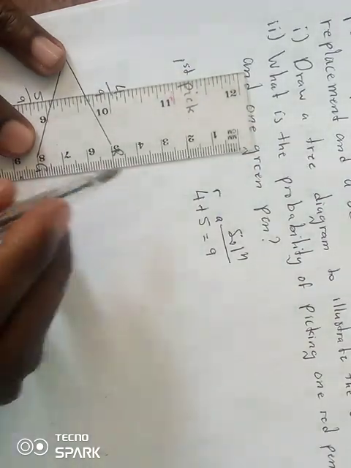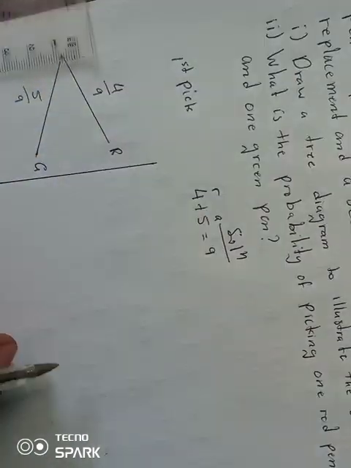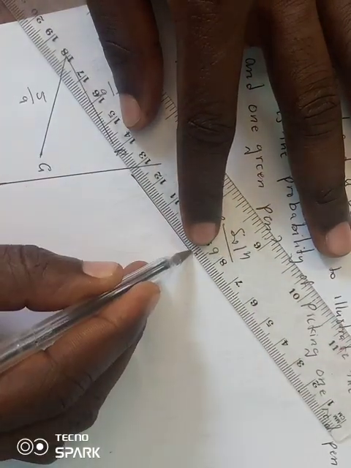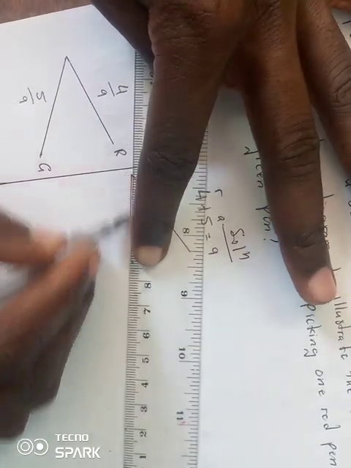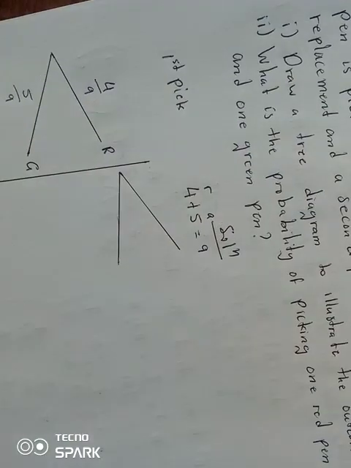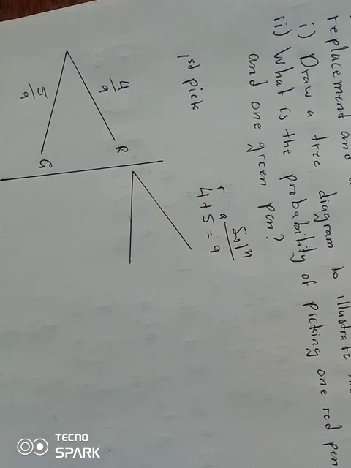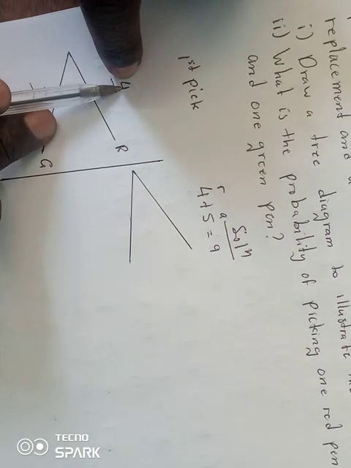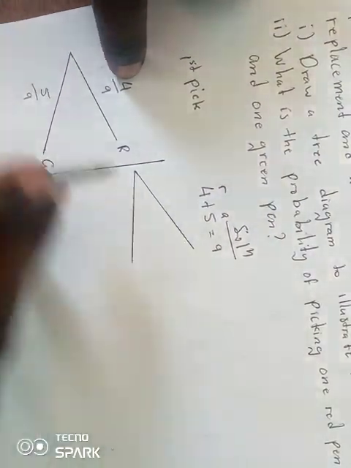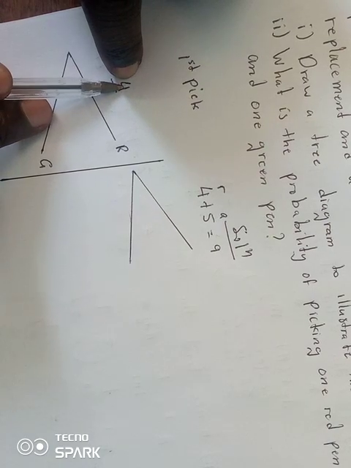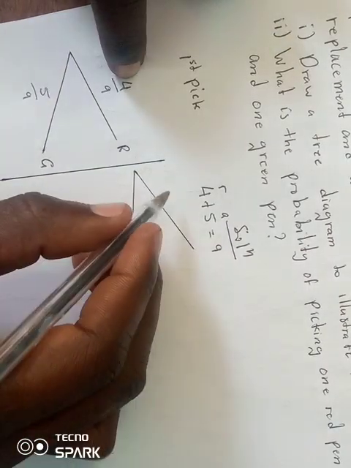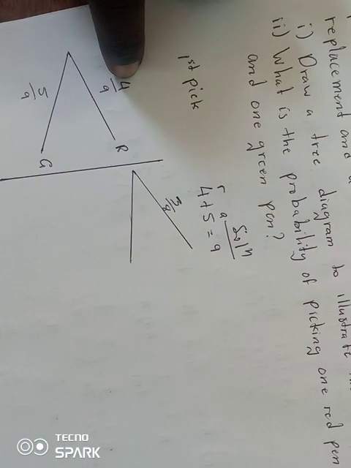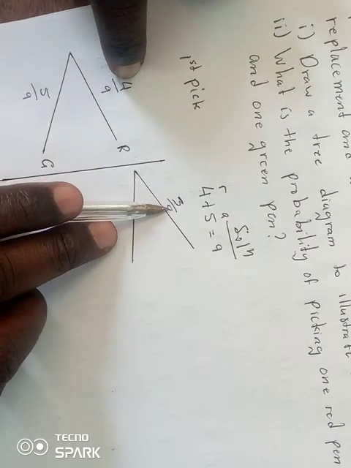So we come to the second pick. So second pick, we're going to assume that the red pen was picked. So we're going to subtract 4 minus 1 pen. So that will be 3 over 8. That will be the total now, since we have picked 1 pen.